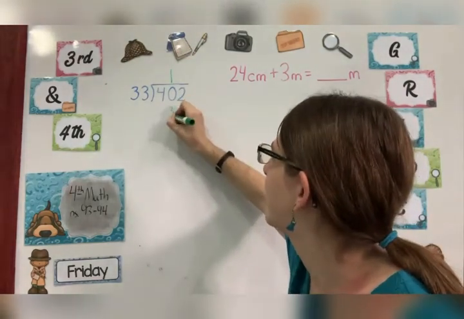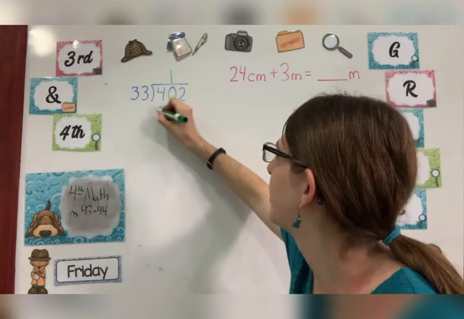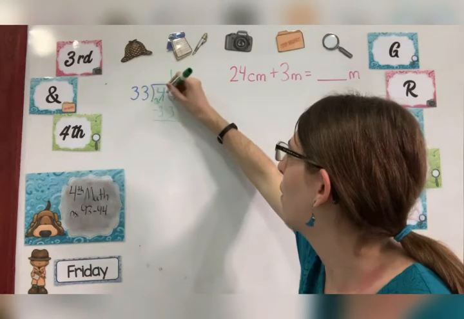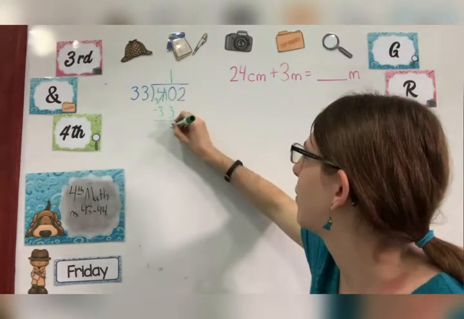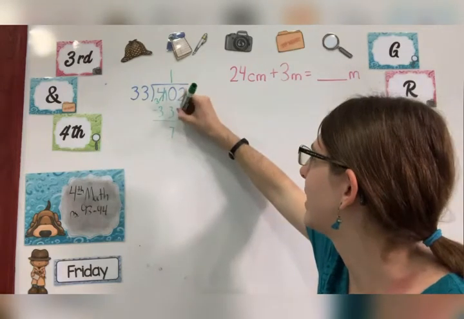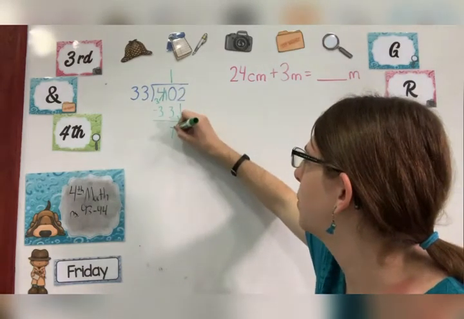1 times 3 is 3. Subtract. I need to borrow. 10 minus 3 is 7. Is 7 less than 33? Yes, it is. So I bring down my 2.